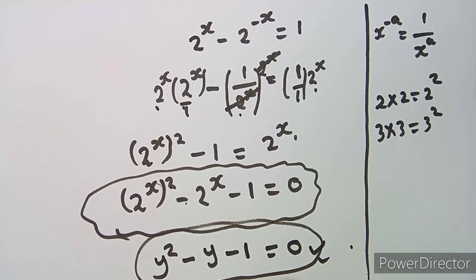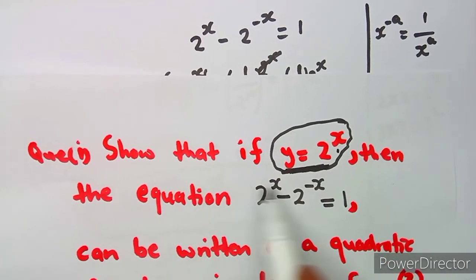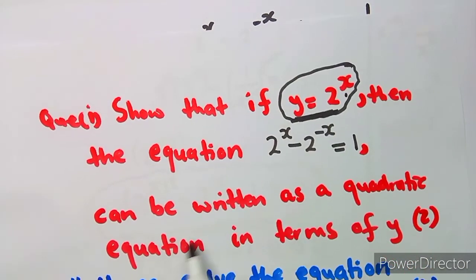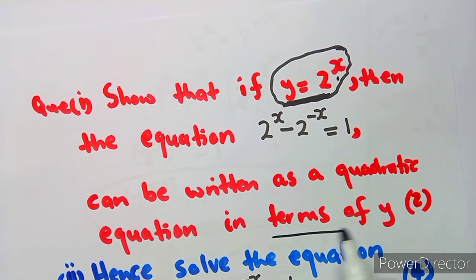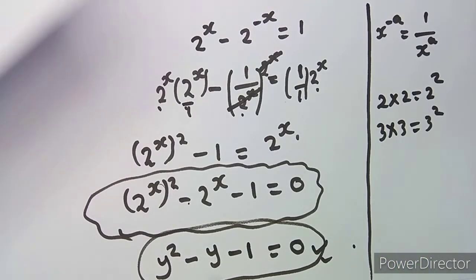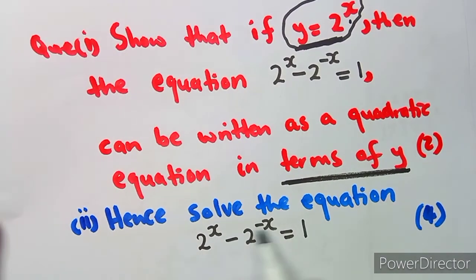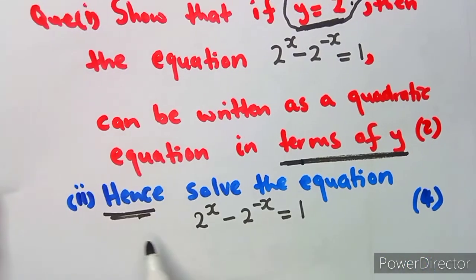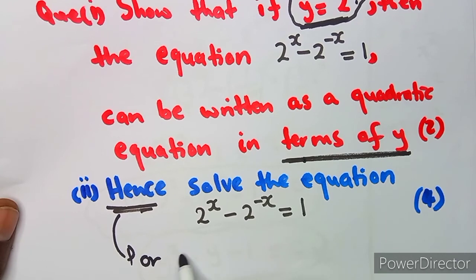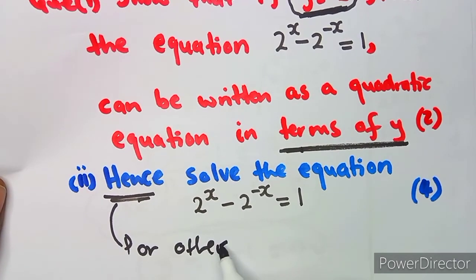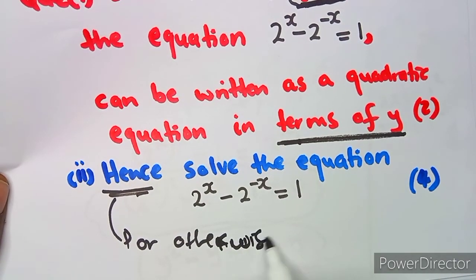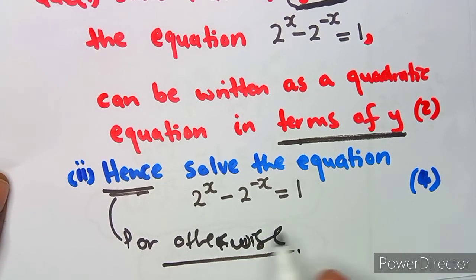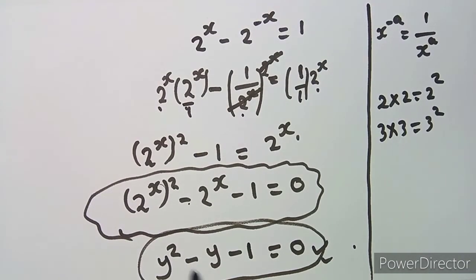So this is the question that they said, show that if y is equal, then this can be written as a quadratic equation in terms of y, which means we are talking of an equation that is only y like this. Then hence solve. If you are given "hence", there's no way, you have to follow from where you are, but they can write this "hence or otherwise". If you are given "otherwise", that means you can actually use another concept, but here you're supposed to continue from this.